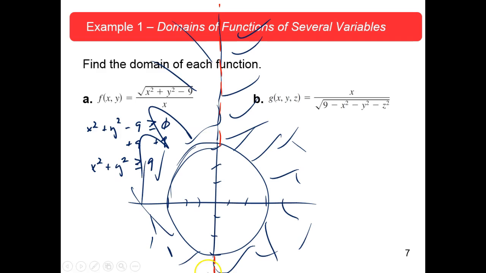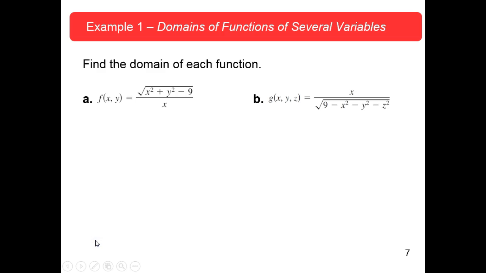I'm going to go on and erase A if that's okay. Ugly as it is. All right, what does B tell you? What do you notice there? Right, so here you have 9 minus x squared minus y squared minus z squared, and because it's under the radical, that has to be greater than or equal to 0, right?